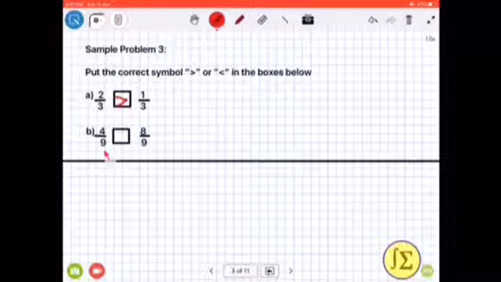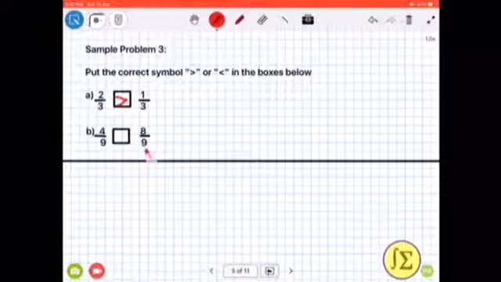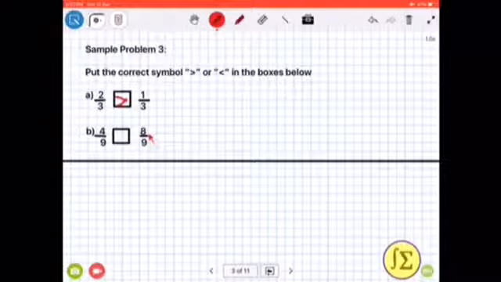For B, the whole has been divided into 9 pieces, right? We get that information from the denominator. So to see which is the larger fraction, we look at the numerator. This one has got 8, and this one has got 4. So 8 is larger than 4. That means the fraction 8 over 9 is larger than the fraction 4 over 9, right? So I draw that here.